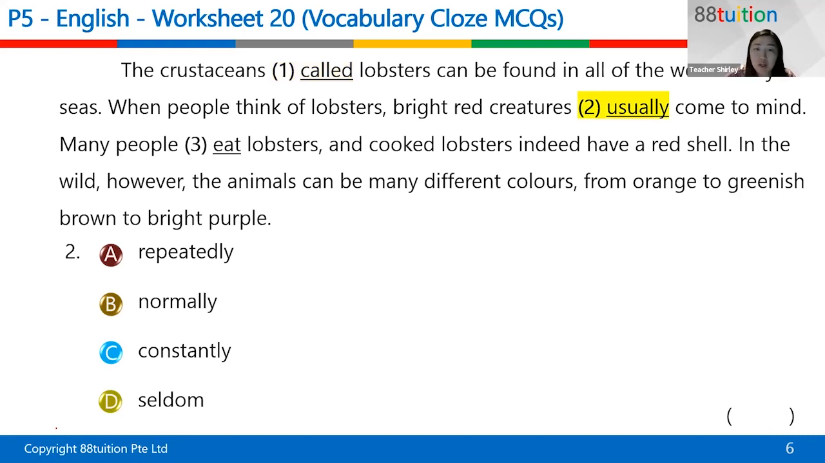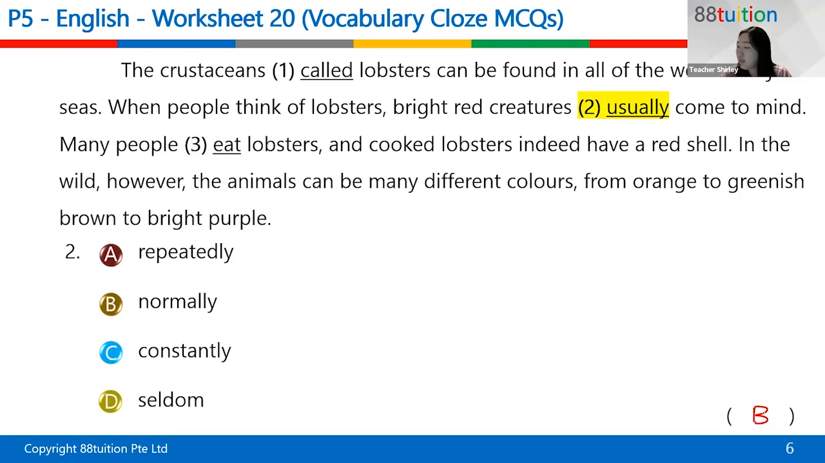When people think of lobsters, bright red creatures usually come to mind. Anyone? Yes, Jerusha? B. Very good. Yes, normally.